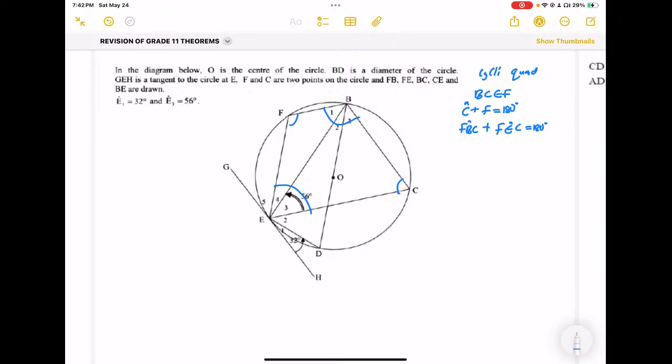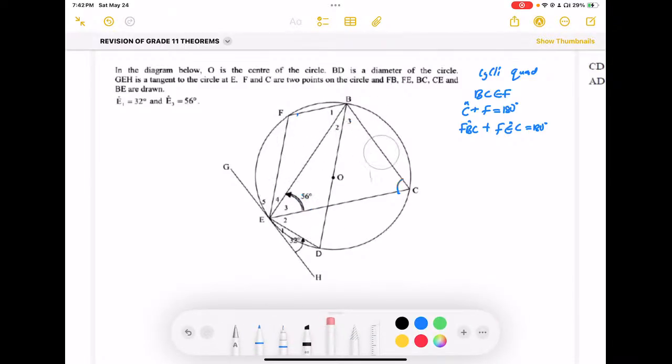Do I see any other cyclic quad? Yes, I do see another cyclic quadrilateral. The next cyclic quadrilateral that I see is going to be this one here. You see this one there, which means that this angle and this one will give me 180, and also this one and that one will also give me 180, right? I'm not going to write everything down again because I've done that. So I've shown you another cyclic quadrilateral. So now let's go to our key point.